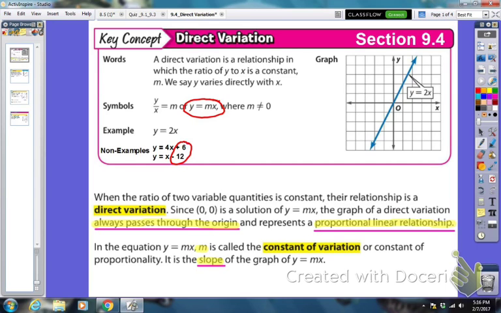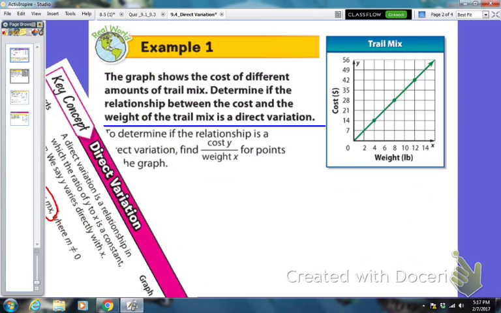So when a ratio of two variable quantities is constant, their relationship is a direct variation. Since the point 0, 0 is a solution, the graph passes through the origin and represents a proportional linear relationship. So remember, linear makes a line and it has to go through the origin. We also talked about m is the constant of variation, or the constant of proportionality, and another name for it is the slope. So let's look at an example.